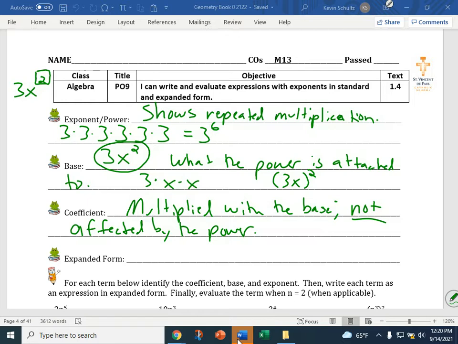An expanded form is writing an exponent expression as repeated multiplication. Okay? Writing an exponent expression as repeated multiplication.